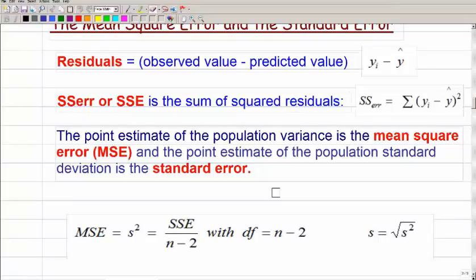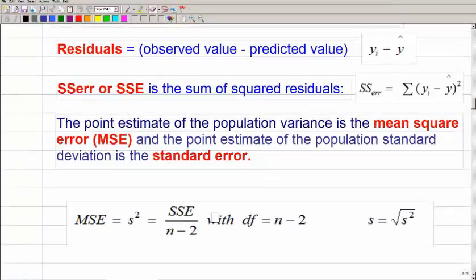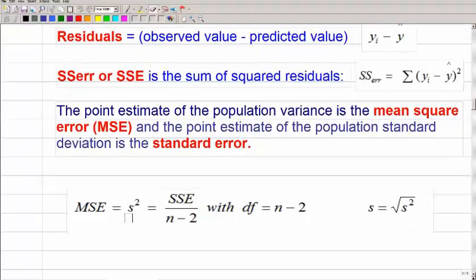And those are just calculated. The mean square error is known as S squared, which actually is a sample variance, but we're using the sample variance, of course, to approximate the population variance. That's just the SSE divided by n minus 2, with n minus 2 degrees of freedom. And of course, standard deviation is always the square root of variance.